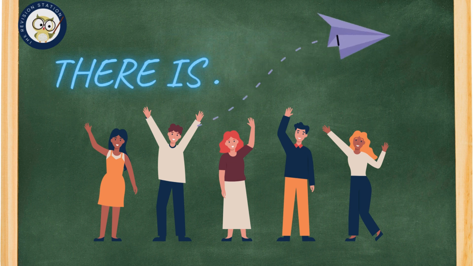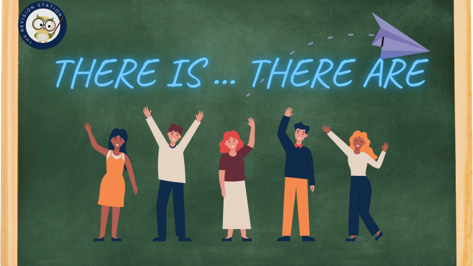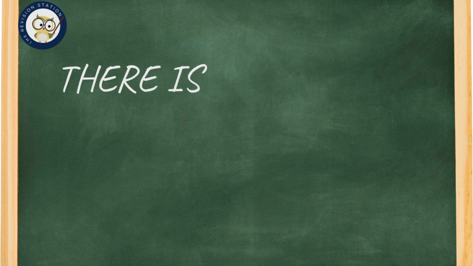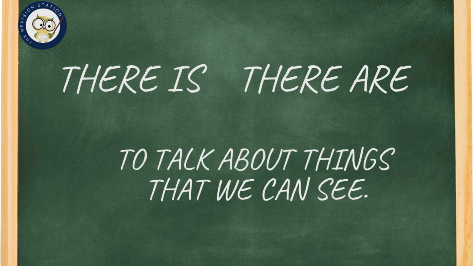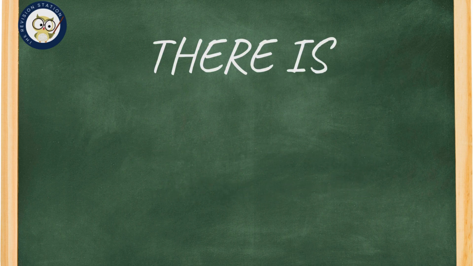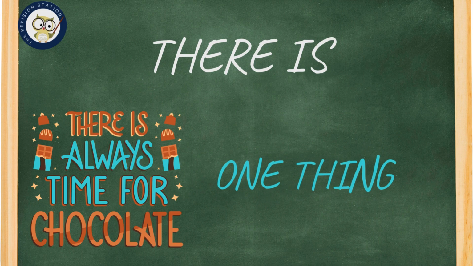Today we are going to study there is and there are. We use there is and there are to talk about things we can see or things that exist. There is to talk about one thing.